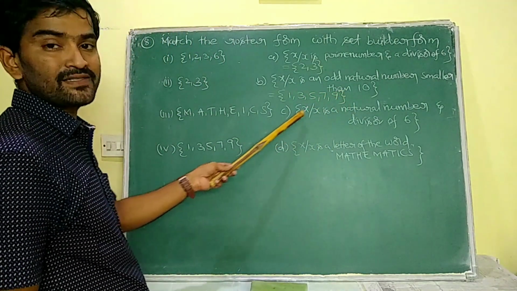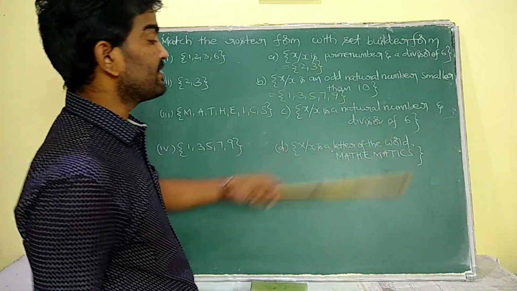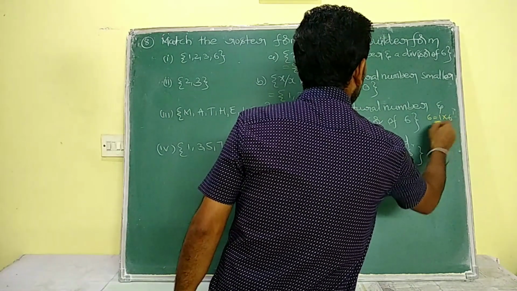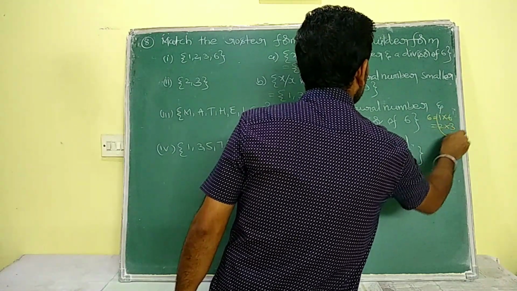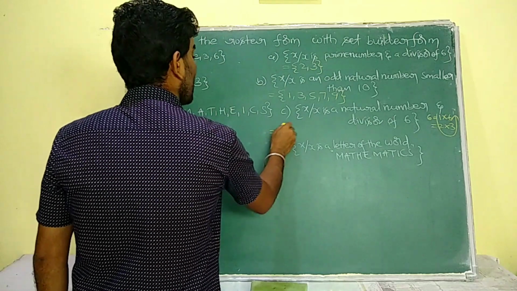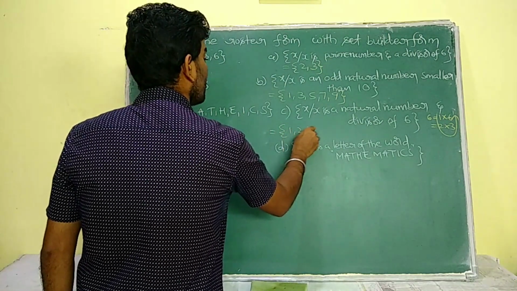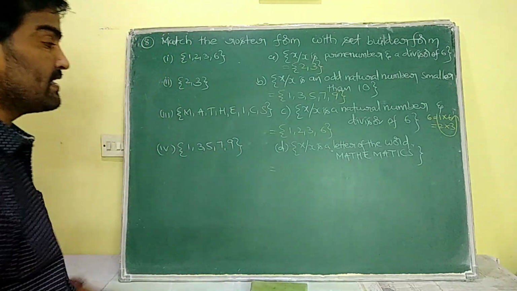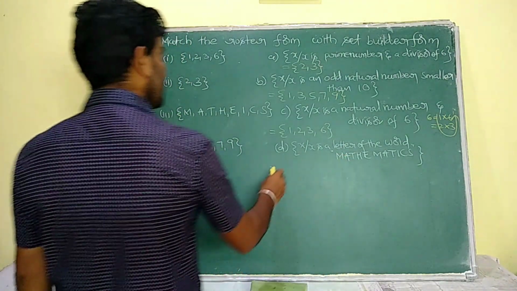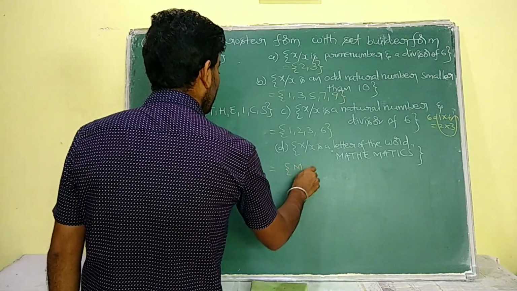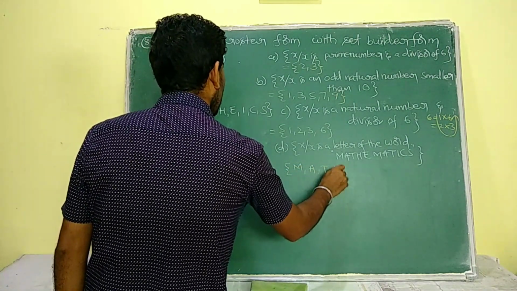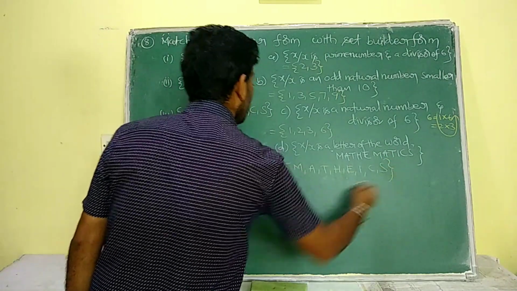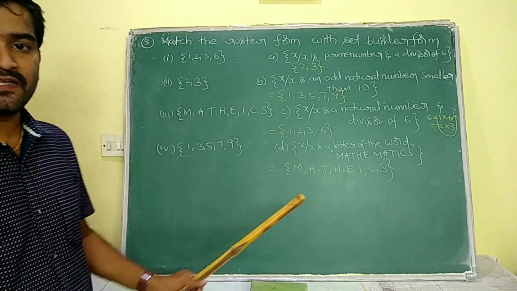Now x says that x is a natural number and divisor of 6. Now I have to write the factors of 6. What are the factors of 6? 1 and 6 are, 2 and 3 are. So these are the factors. So into this I will write 1, 2, 3, 6. Next here x says that x is a letter of the word mathematics. So what are the letters that come into this? M, A, T, H, E, I, C, S. Why? Because no letter is repeated in the set.